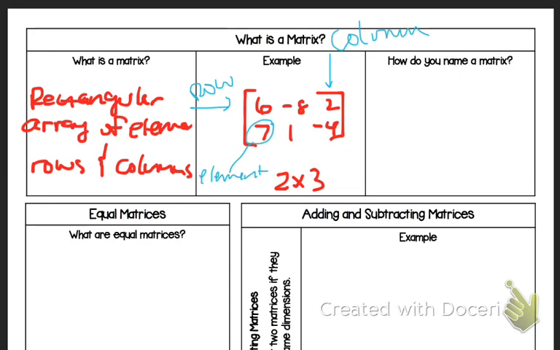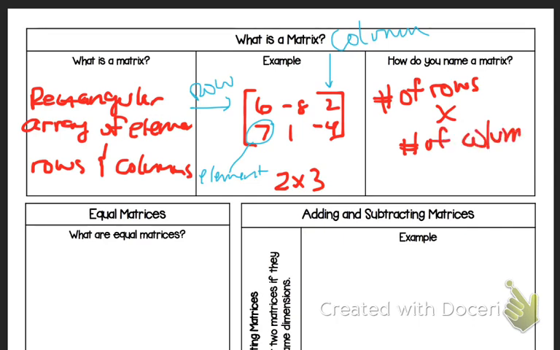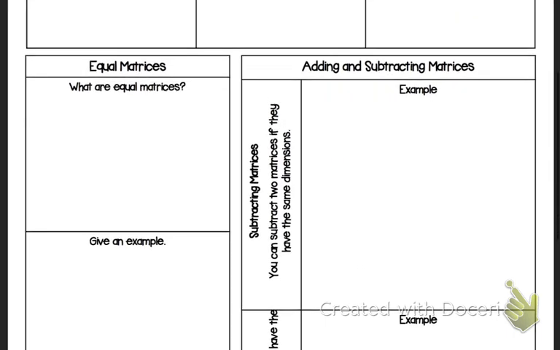Okay, and how do you name a matrix? To name the matrix, you just describe its dimensions. You say number of rows by, this x means by, number of columns. Rows always come first, so the order does matter. Rows by columns, R by C. Okay. All right. Let's scroll down a little bit.